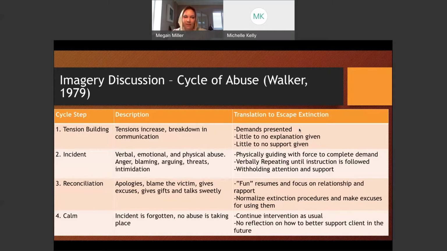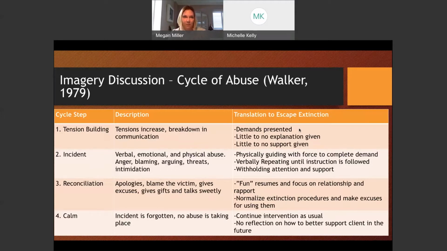The next step is reconciliation. So apologies occur. There may be blaming of the victim, giving excuses, giving gifts, and talking sweetly. The translation to escape extinction: fun resumes and the focus on relationship and rapport building happens again. And in our field, we've really normalized extinction procedures and making excuses for using them that often do involve blaming the learner. Like, oh, they just need to understand that they have to do what we ask them to. Eventually, if we do it enough times, they'll break and they'll just do it.